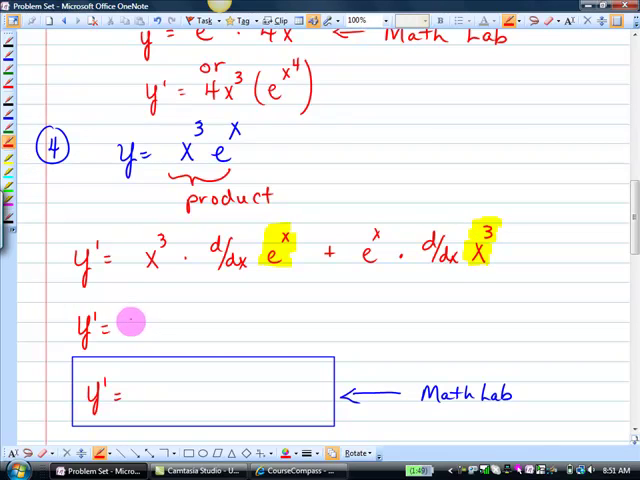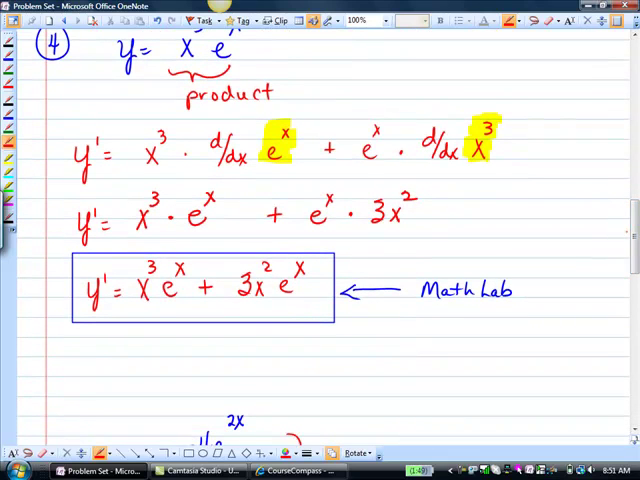All right, so what do we have? We have y prime is x cubed times, what's the derivative of e to the x? E to the x. That one's nice. Plus e to the x times, what's the derivative of x cubed? 3x squared. Okay. Let's see. I think for Math Lab, x cubed e to the x plus, they did put it in front, e to the x.